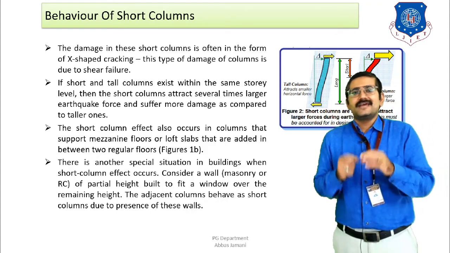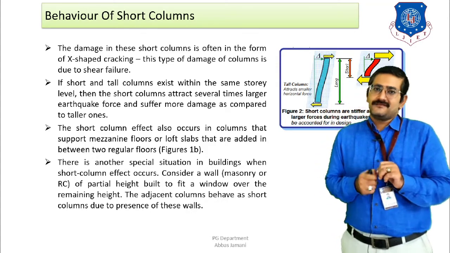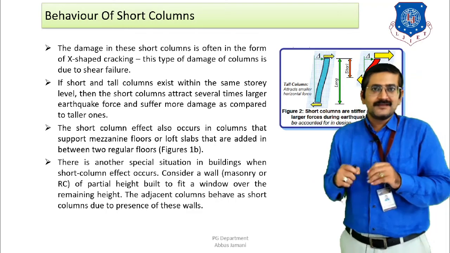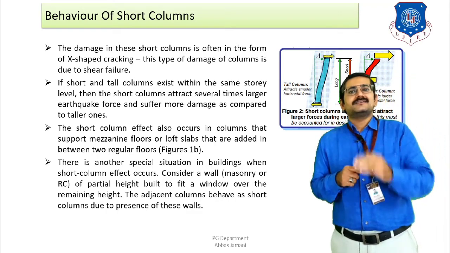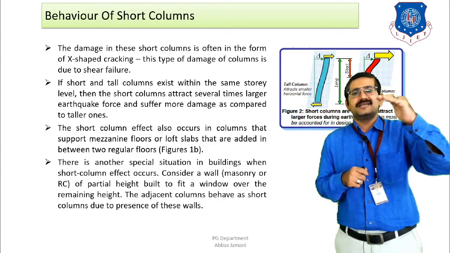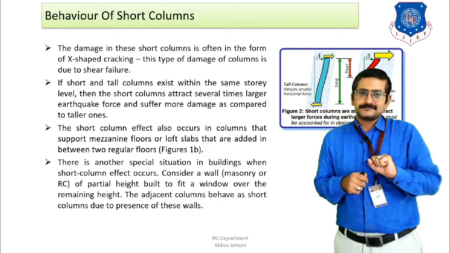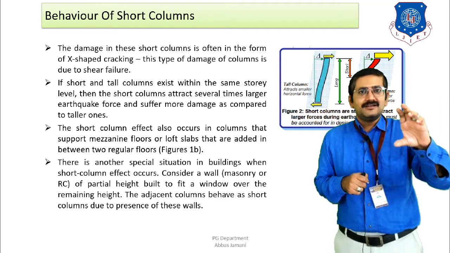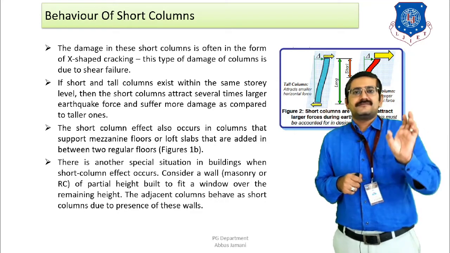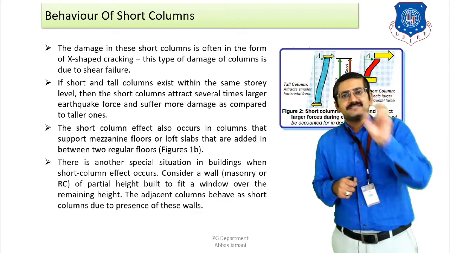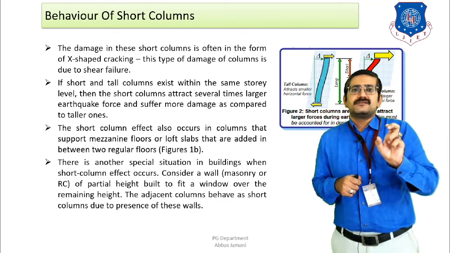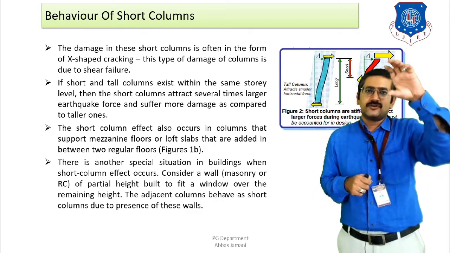That is, whenever partial openings are provided, I will show you the figure for the same in the next slide. That is, the partial height of the wall or masonry is there, and then the opening is there. So what is going to happen is that the combined action of the columns as well as the masonry infill walls is not going to be fulfilled. Why? Because the opening is provided.